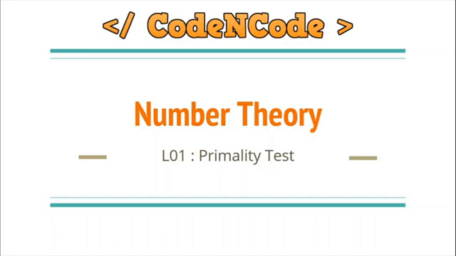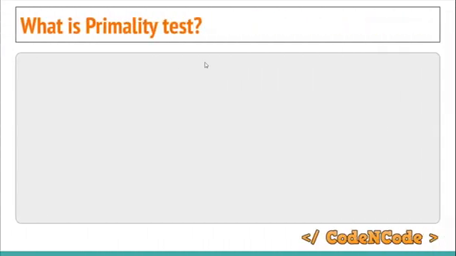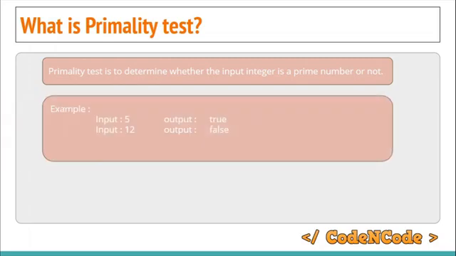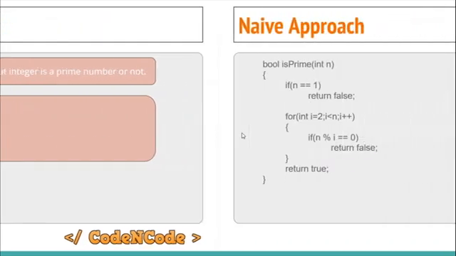And in this lecture we are going to study about primality test. So let's start the lecture. So first of all, what is primality test? Primality test is to determine whether the given integer is a prime number or not. So suppose the input is 5, so the output should be true because 5 is a prime number, while if the input is not a prime number, of course the output would be false.